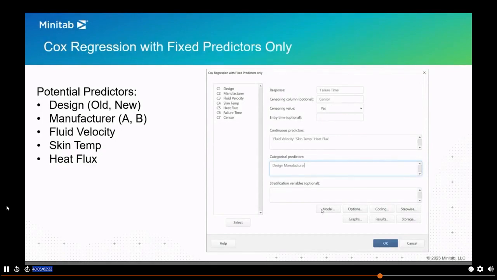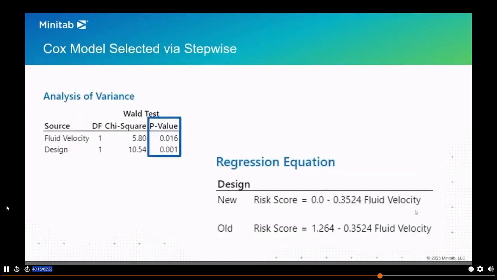We have various options. I am going to go into stepwise just to have Minitab automatically pick my model for me. So I choose stepwise, I get my model, and it turns out it comes out with an ANOVA table just like you're all used to with p-values, just like an ANOVA or regression. The two things that ended up being important in that list were the fluid velocity and the design.